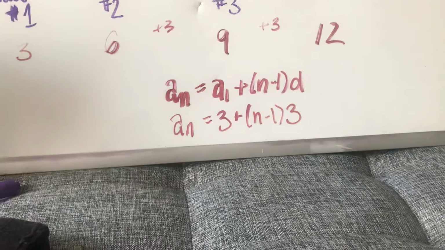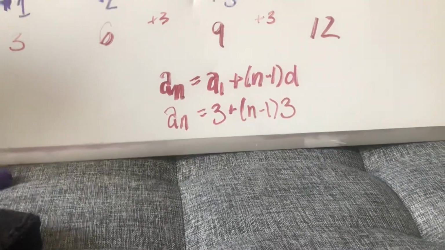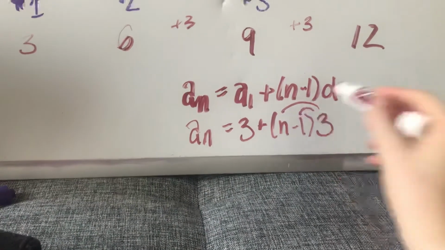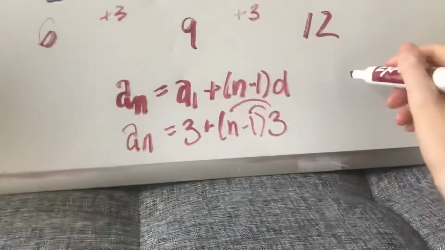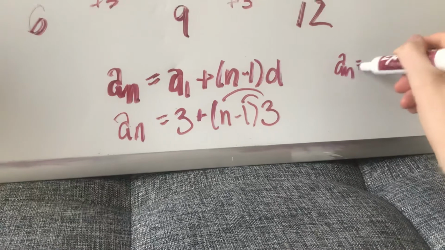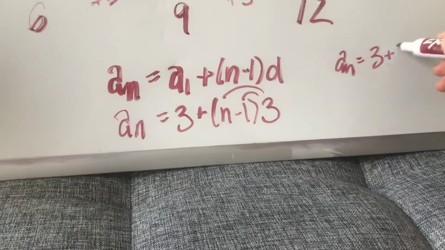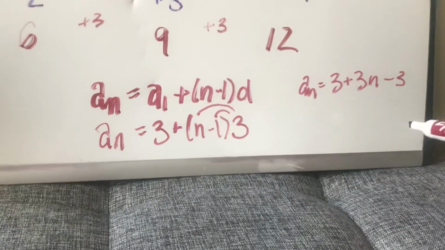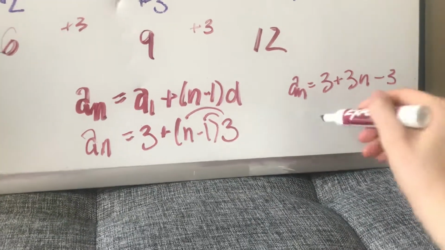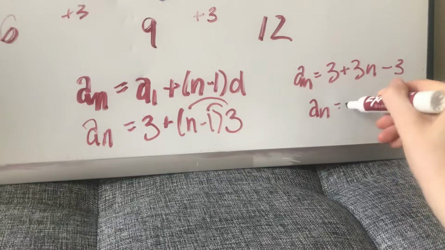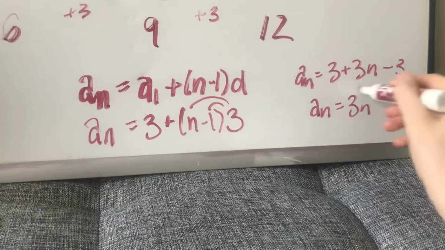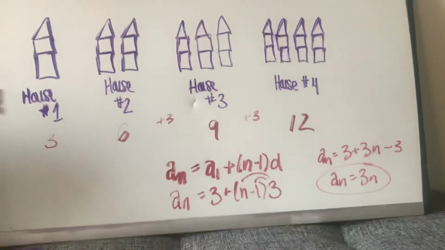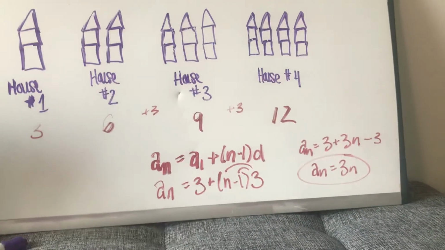I actually want you to take this a step further and combine terms here. So this is really being distributed there. I can rewrite that as a of n equals 3 plus 3n minus 3. That's what happens when I distribute. And then when I combine terms, my final sequence here is just 3n. That's how it's being represented. So that's a perfect example of an arithmetic sequence.